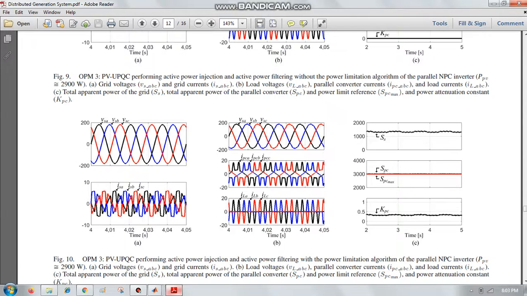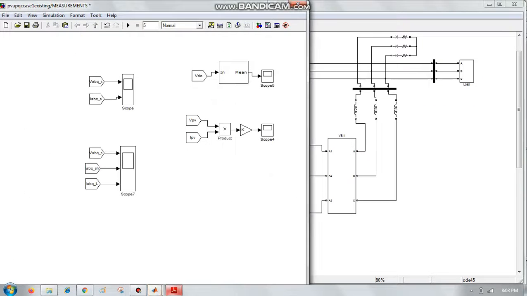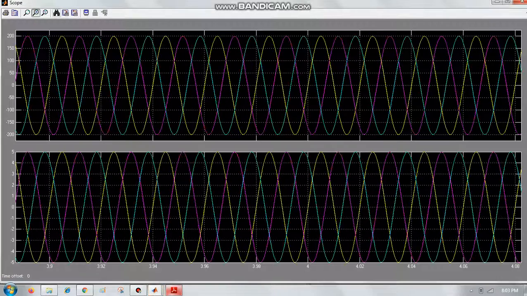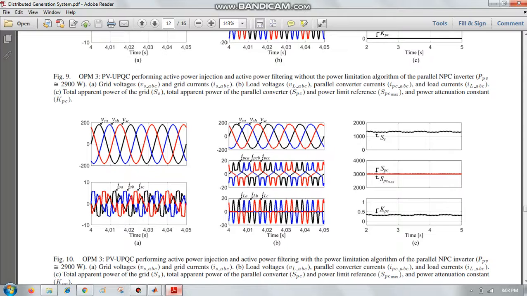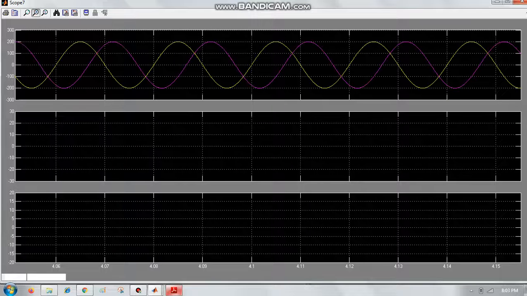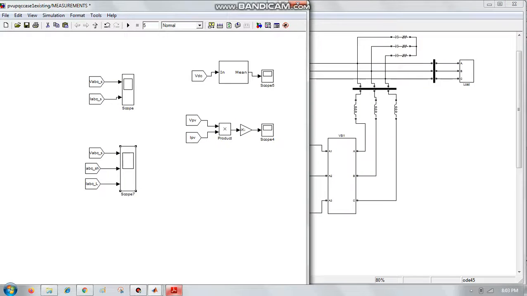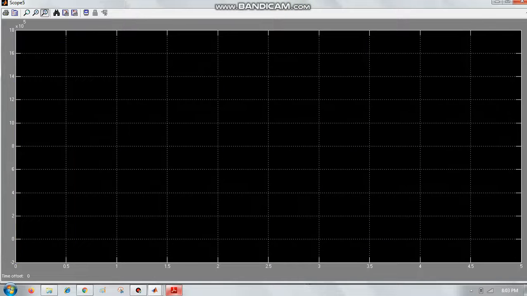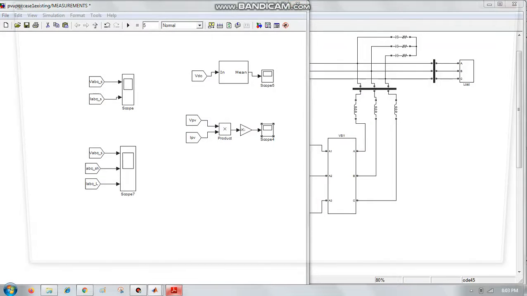And A1 is the grid voltage and grid currents. You observed that one. These are the grid voltage and grid currents. And B1 is the load voltage, parallel converter currents and load currents. These are the load voltage, parallel converter currents and load currents. And this is the DC link voltage without the algorithm. And this is the power of PV.